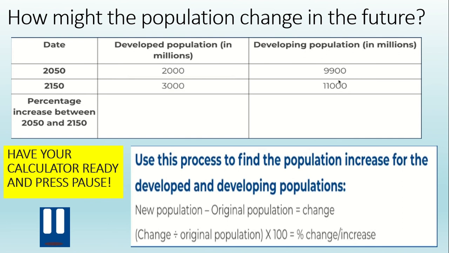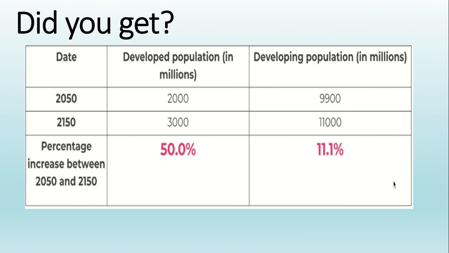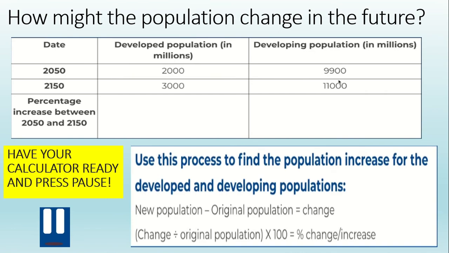Okay, year 8, we're going to have a look at the answers now. Did you get 50% as a percentage increase for the developed population? Did you get 11.1%, 11%, for the developing population? If you did, very well done, really impressed. If you didn't, why don't you watch again the last 10 minutes and have another go at doing it. Remember to be really careful getting your formula right.